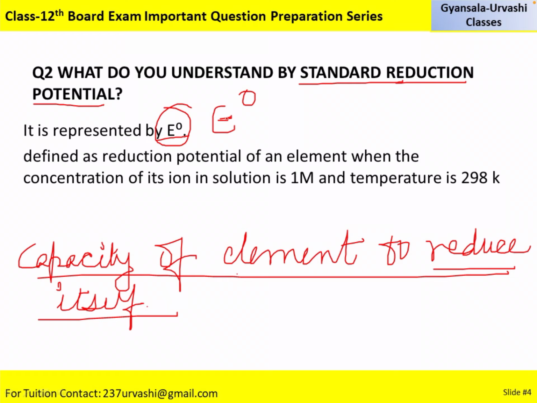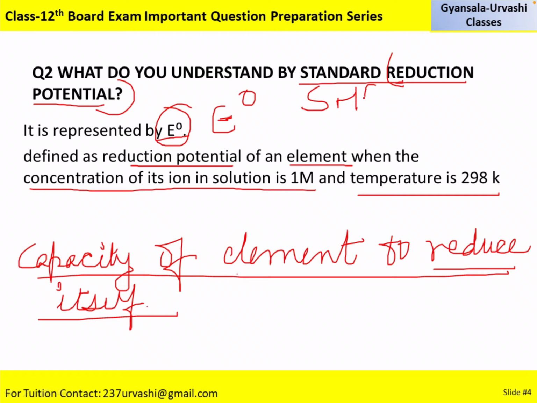Then what is standard reduction potential? It is the reduction potential of an element when the concentration of its ion is 1 molar and temperature is 298 Kelvin. There is a method to find reduction potential. It has a certain value, could be a decimal, could be a whole number also. This reduction potential is calculated with the help of SHE. What is SHE? This I'll tell you when that question comes.